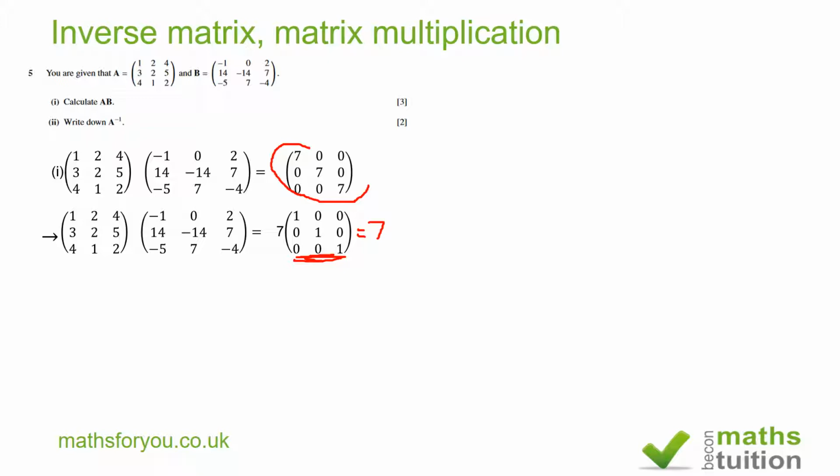So it stands to reason, moving on to this question now, that the inverse of AB is going to be 1 over 7 because AB is 7. Now, again, as I said earlier, you're not supposed to do any calculation, but you're supposed to know one or two things. You're supposed to know that the inverse of AB is equal to the product of the inverse of B and the inverse of A. Now, note the positioning of B and A there. That's the opposite of AB there.